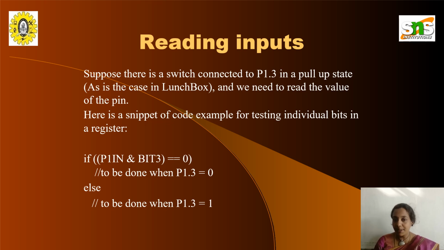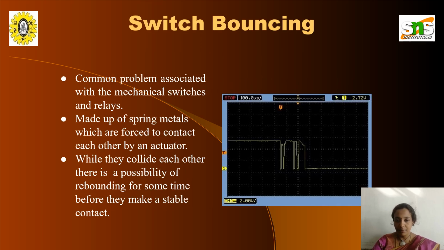Here is a snippet of code, an example for testing the individual bits in a register. If P1IN and BIT3 is equal to 0, or else... so that is the coding for the if-else line. So next one is switch bouncing.